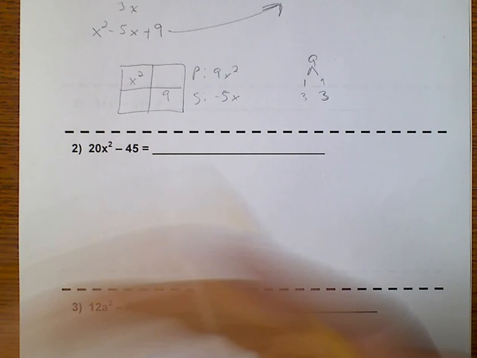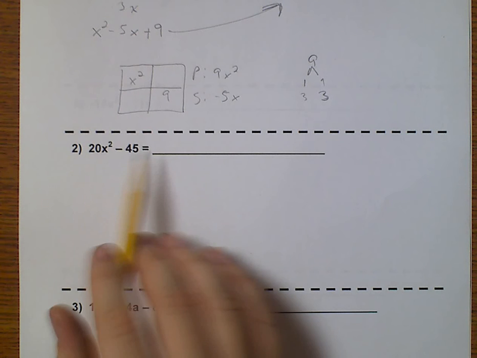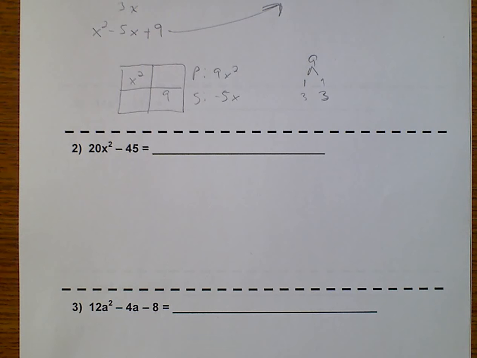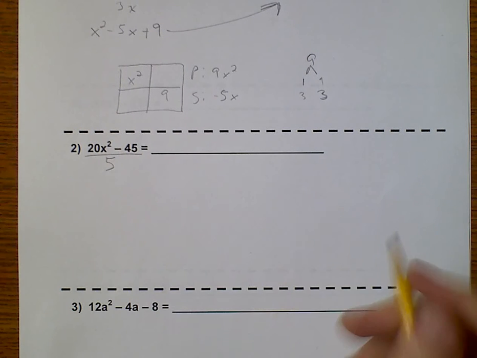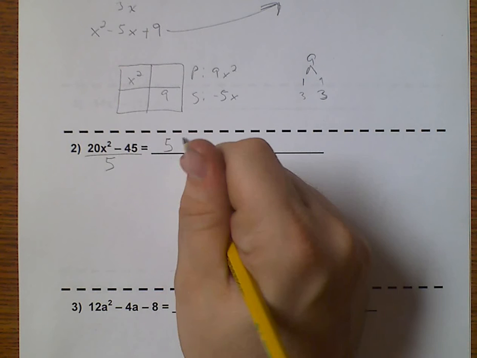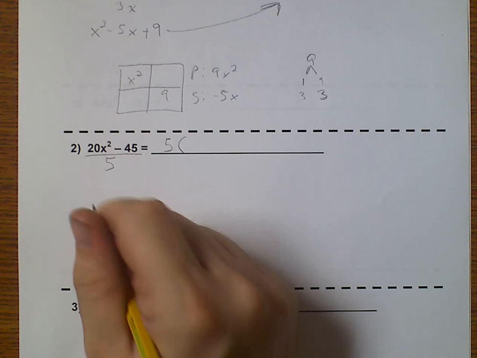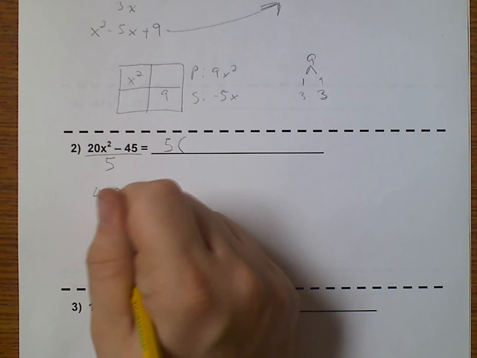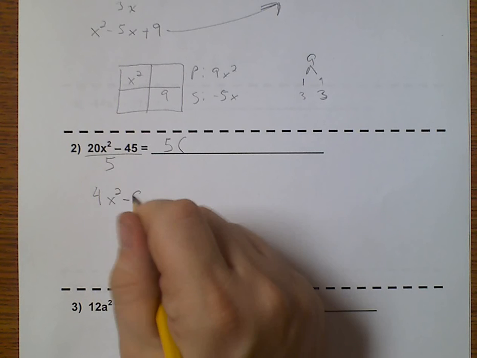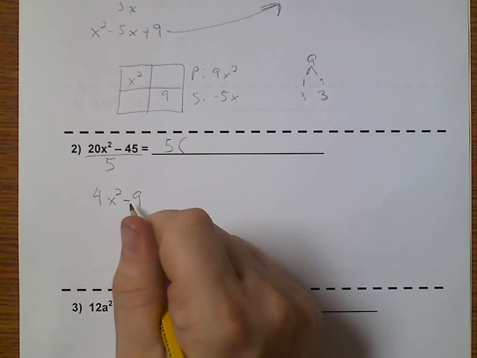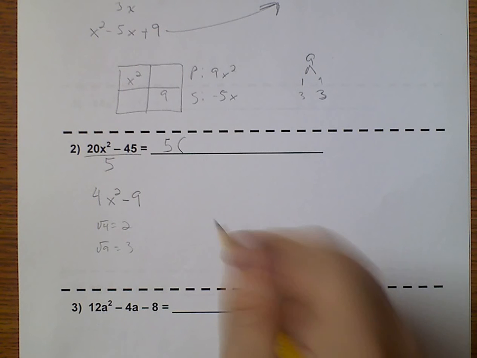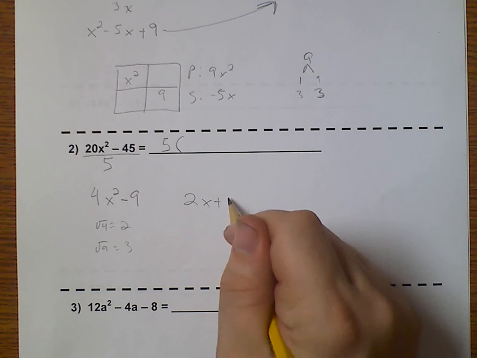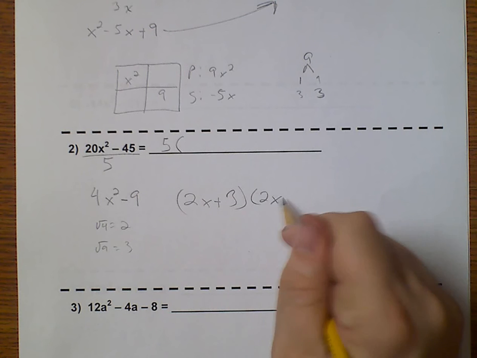Now for the second one, I'm looking at this and I see two terms, so I'm thinking maybe it is a difference of squares. But 20 is not a perfect square, so I need to find something that I can divide this by, and I can divide both of these by 5, which means I start off with a 5 over here. 20 divided by 5 would be 4x squared. 45 divided by 5 is 9. Well, the square root of 4 equals 2. The square root of 9 equals 3. So that means this is 2x plus 3 and 2x minus 3.